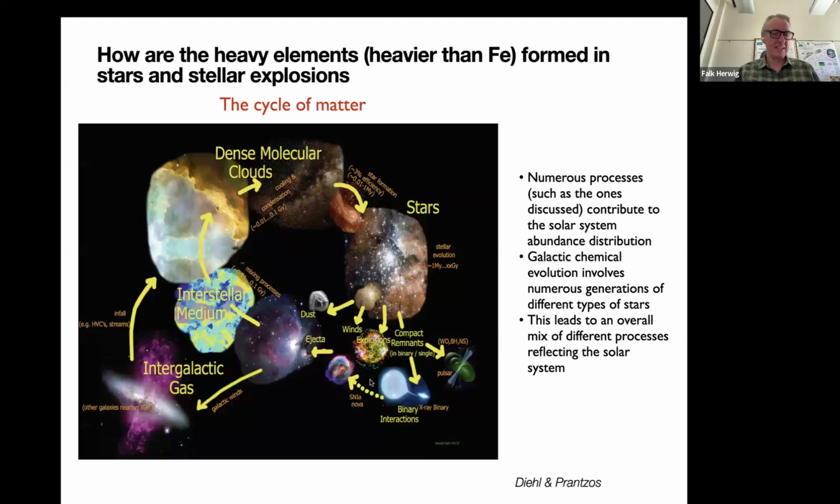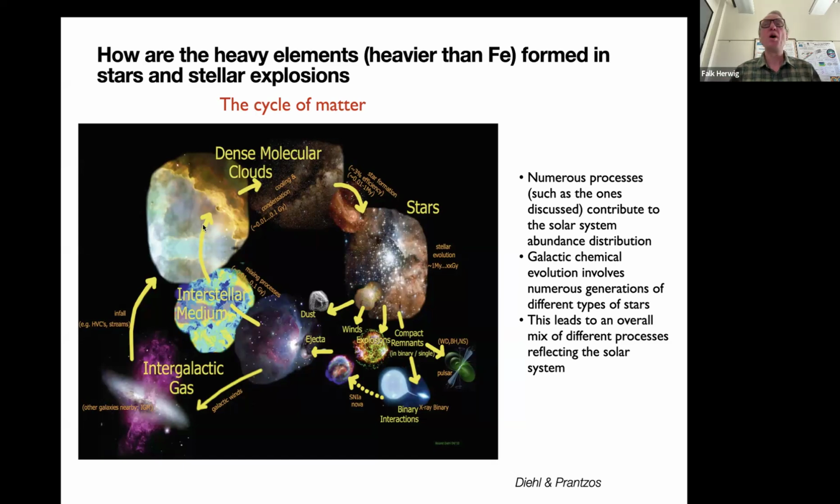The reality is that the study of galactic chemical evolution tells us that there are numerous objects and different types of processes that are all contributing, like type Ia supernovae, binaries, white dwarf, black hole, and neutron star mergers, and winds of AGB stars, low-mass stars. There are numerous processes that are contributing to the intergalactic gas, out of which the interstellar medium and dense molecular clouds form, out of which stars form, which then again produce new elements. So there's a cycle of galactic chemical evolution which goes around and around.